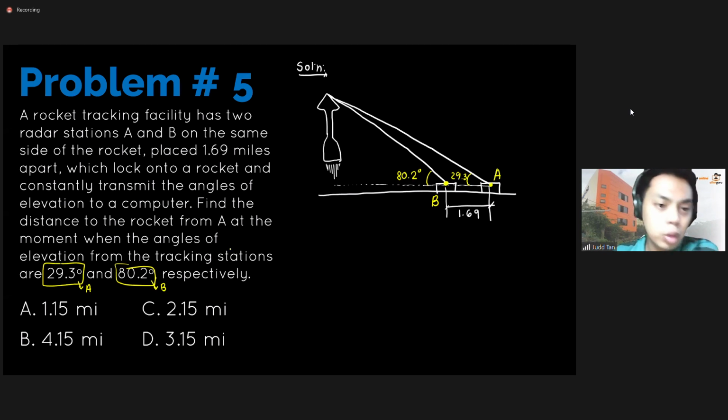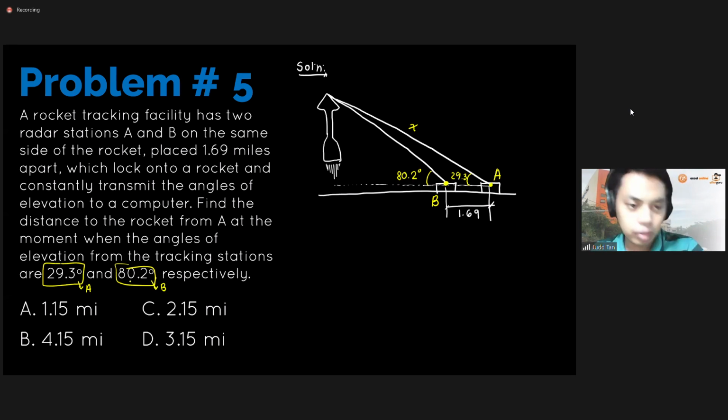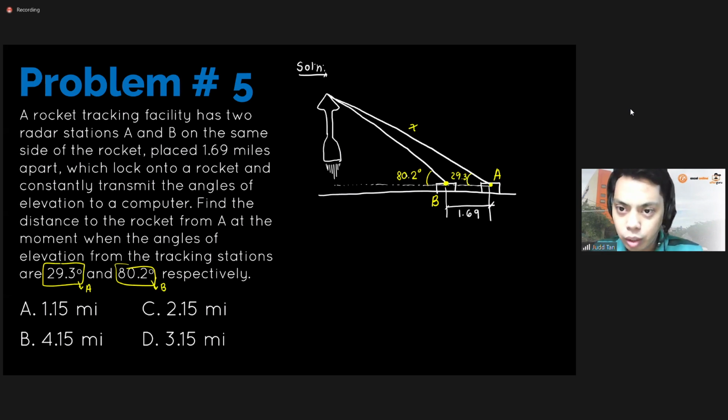Anyway, the question was find the distance to the rocket from the station A. So galing kay A towards the rocket. So this is the question. Ano daw yung value ng X? Anong value ng X diyan? Sige. So ano pong pwede natin gawin dito? May X, may angle. So parang kulang, no? Kulang yung information dito. So kailangan natin ng 80.2.